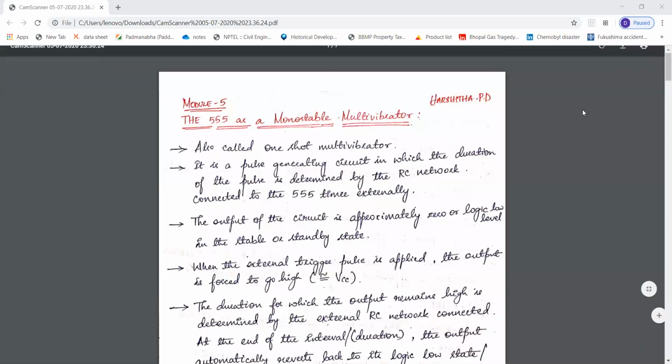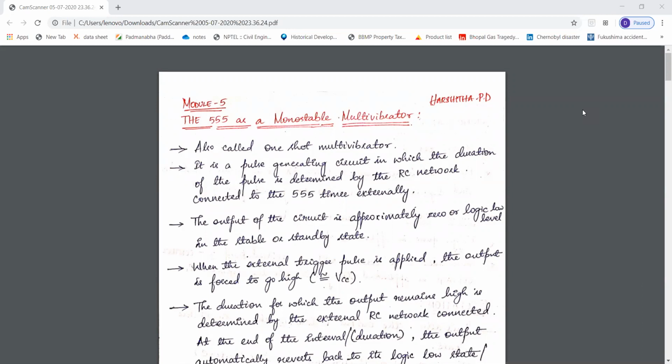Hello everyone. In the previous session, we studied the 555 timer, its pin diagram and the functioning of the pins. Now, in this session, we'll study the 555 timer as a monostable multivibrator. This is also called a one-shot multivibrator.